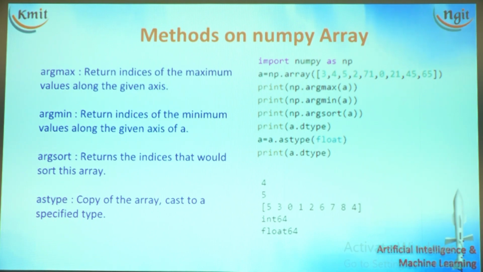And then astype. astype is a method if you want to cast from one data type to another. If you want to change from int to float or float to int, at that time you use the astype method and pass the parameter for what you want to change to. Clear with this? Type casting is possible. Okay? Can I move to the next one? Yeah.